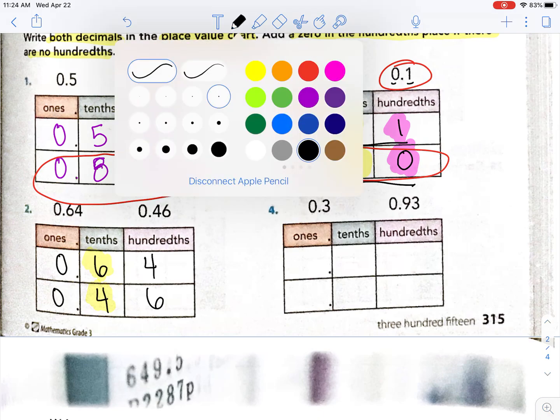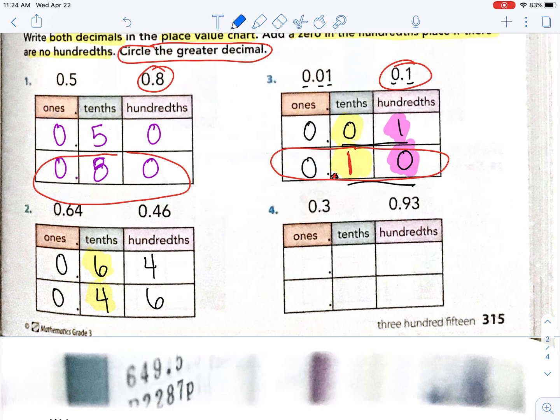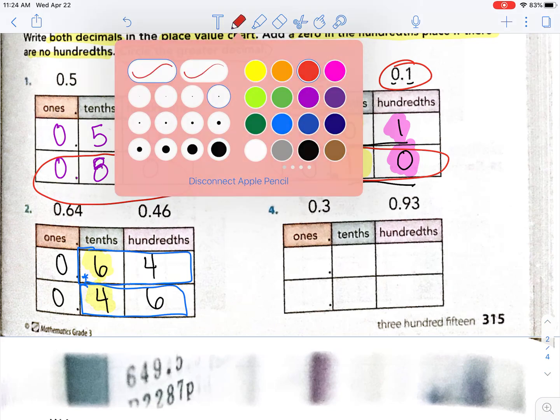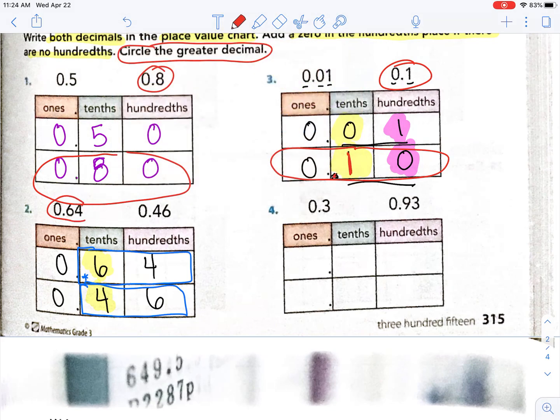6, right? And then if I were to look at it, boys and girls, here's another way. What if I were to look at it in hundredths? Like 64 hundredths? What's more, 64 cents or 46 cents? Still, it's the same answer. Okay? No matter which way you do it, it will be right.